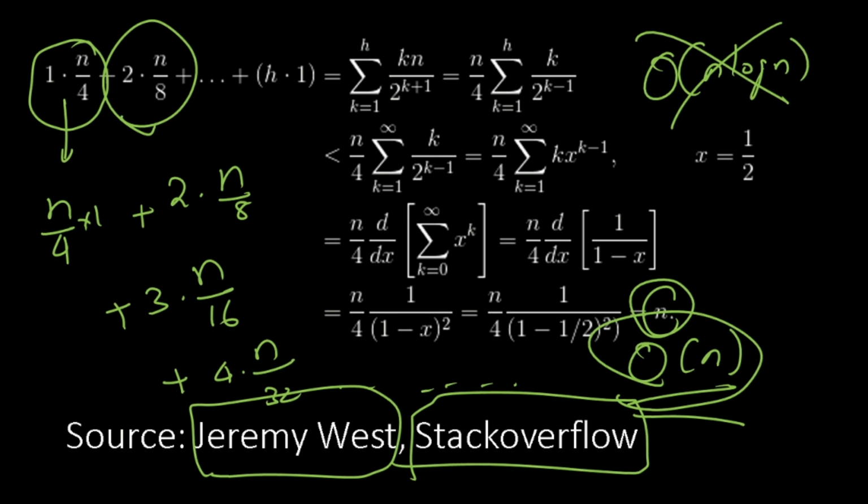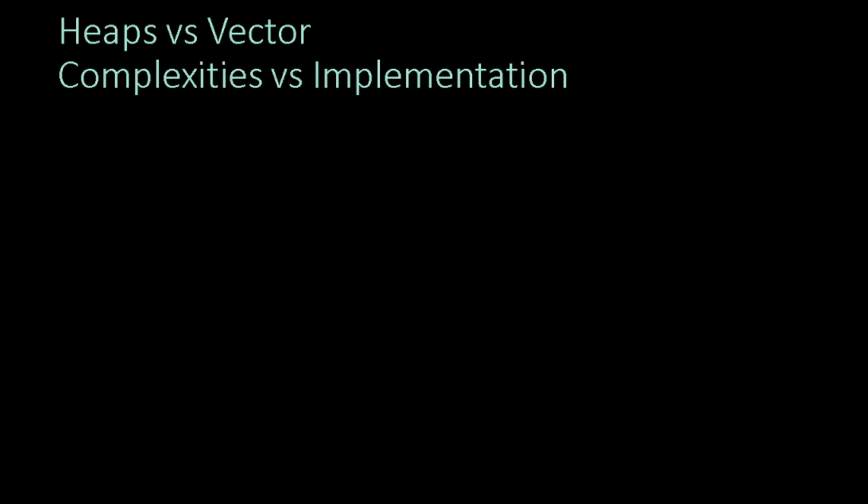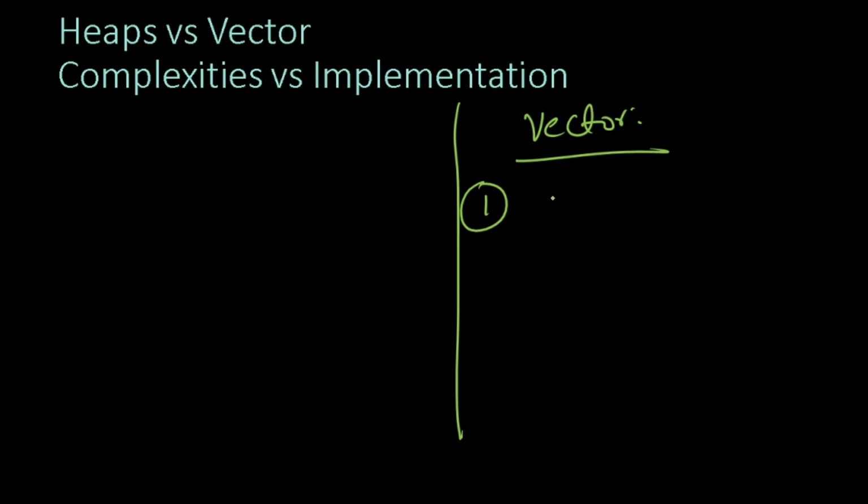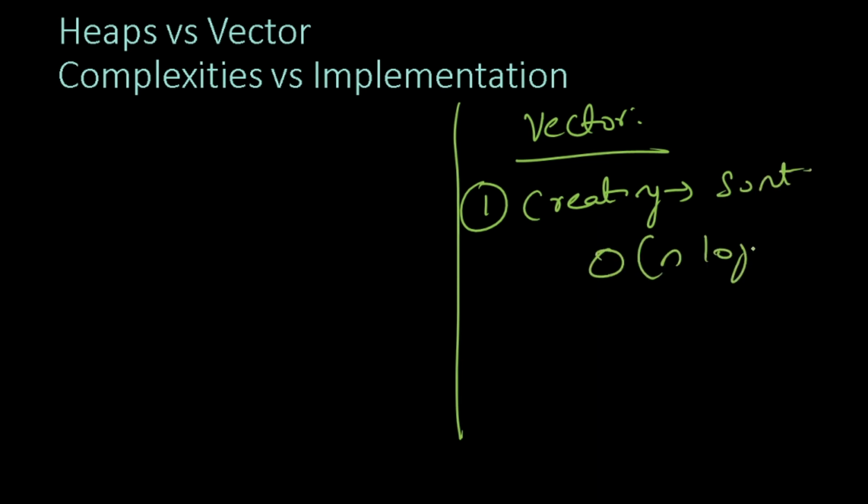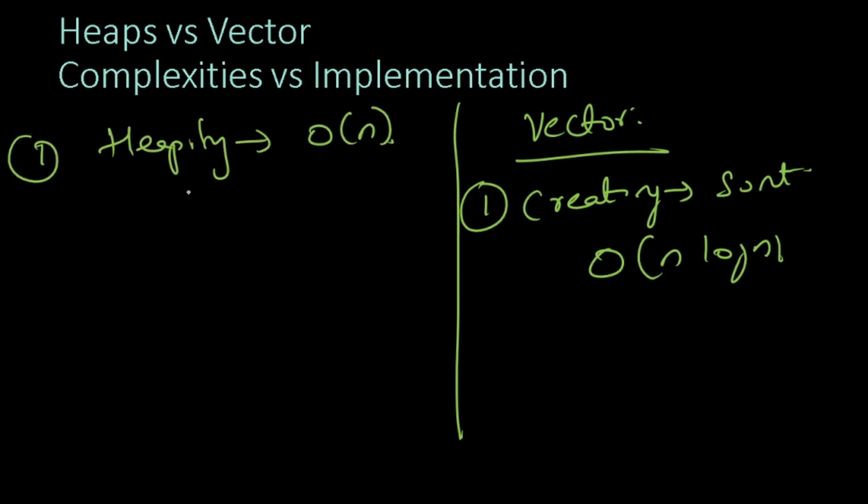And so this is the complexity for heapification. To summarize, if you were using a vector based strategy, creating required us to sort, so the complexity is order of n log n. Here we were heapifying, so the complexity is order of n.